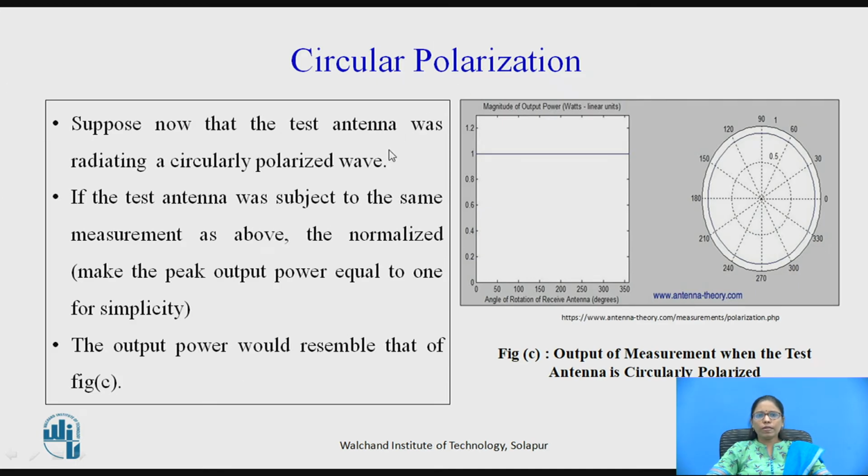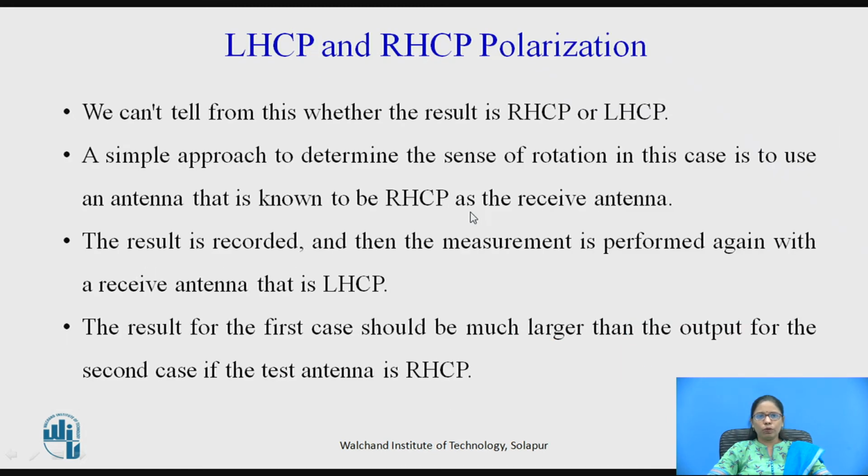For circular polarization, the test antenna is circularly polarized and our receiving antenna is linearly polarized, and we get a normalized output. If I plot it, we get this kind of plot on the linear scale, but on the polar plot I get a circular kind of result. That indicates that the antenna is circularly polarized. But this will not indicate whether it is left-hand or right-hand circularly polarized.